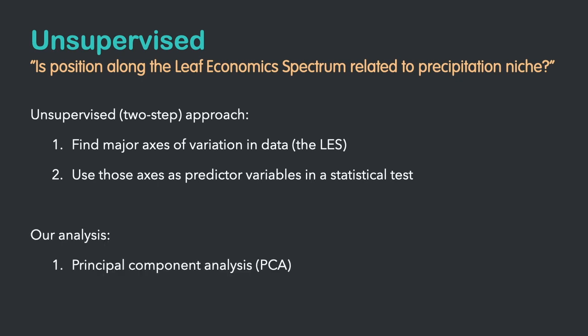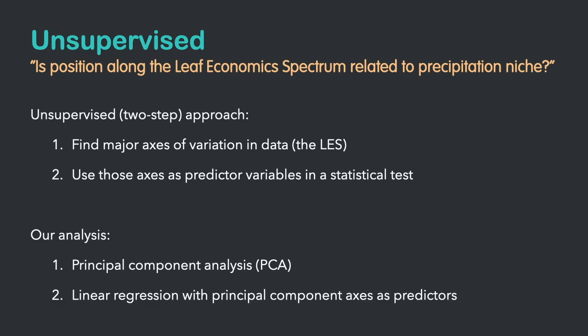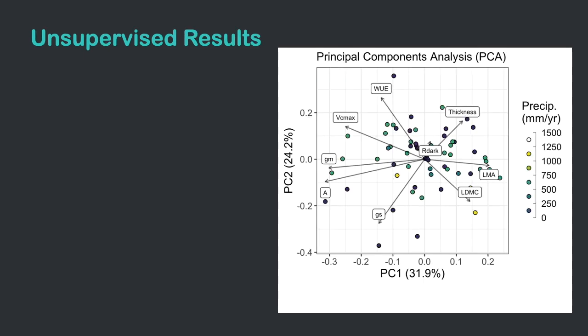So for our analysis, we used a really common unsupervised approach, PCA, principal component analysis, and then took those axes that were produced and used them as predictors in a linear regression with the precipitation niche as the response. So here's our results.